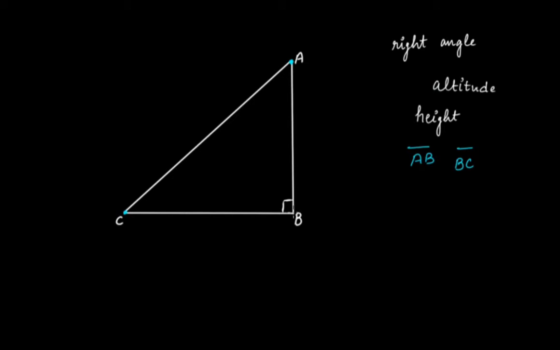Remaining is this vertex B. So if you draw a line segment like this, okay, that makes a right angle on this side AC, let's say it meets at point L. So this line segment BL is what? Another altitude. So this is one altitude, this is second altitude, this is a third altitude. So in this case, three altitudes.